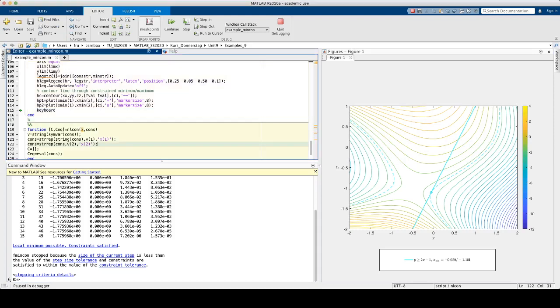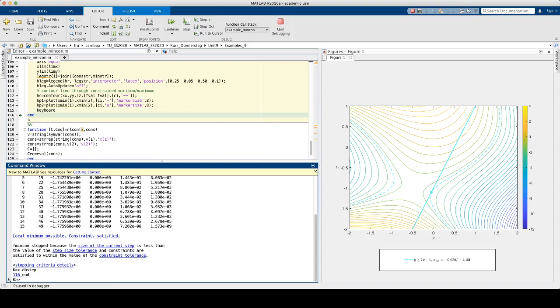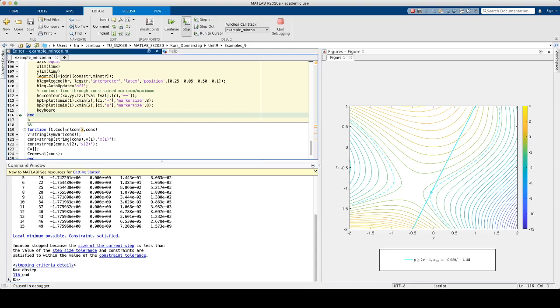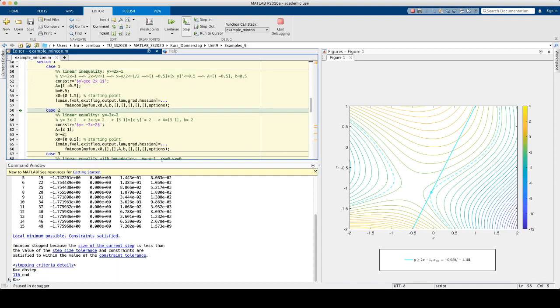Let us step to the second example. I've put a keyboard command in 115, so we can continue from here by the command db step. And we go to our second example, which is a linear equality. This means a solution has to lie on the line defined by y equals minus 3x minus 2.